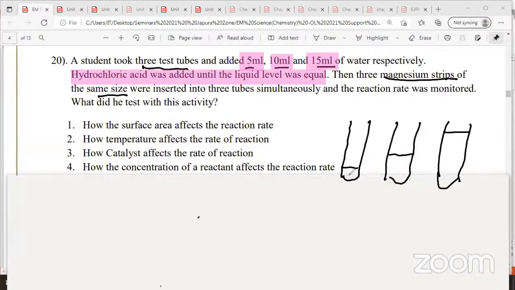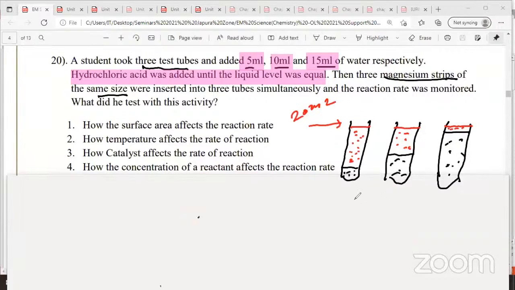Now you add in. So what is this water? All 3 tubes contain water. Hydrochloric acid is added until the liquid level becomes equal. Okay, I'll make the liquid level equal, up to here. To all of these you add hydrochloric acid until the level becomes equal. So what is this red one? HCl. You add HCl. Now the total volume, say 10 ml, 10 ml. Not that, I'll make it 20 ml because it's 15 in the last one. Until 20 ml you add.